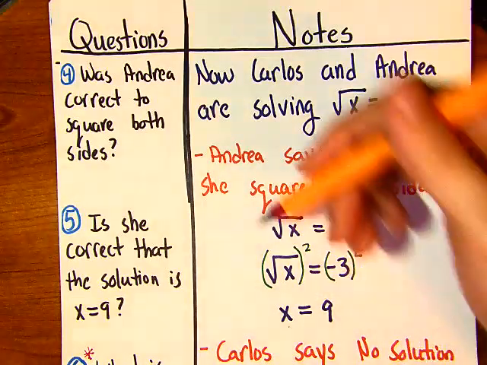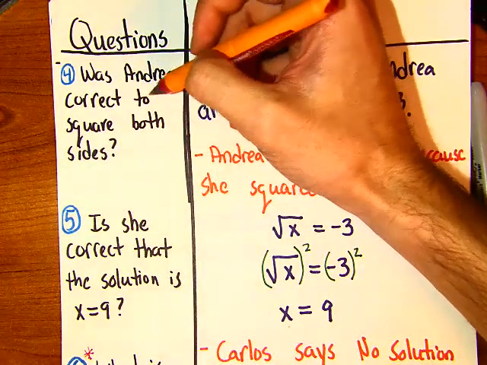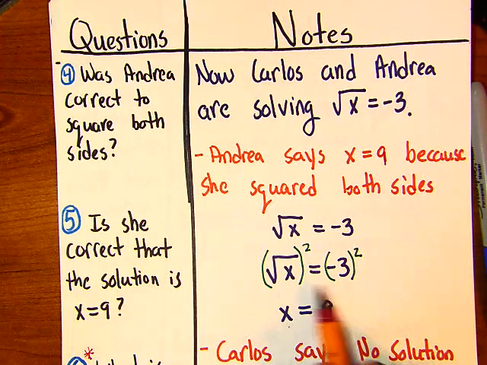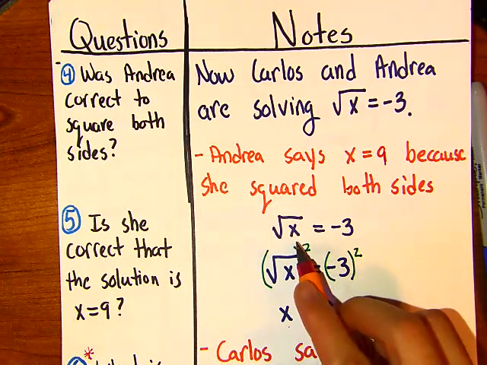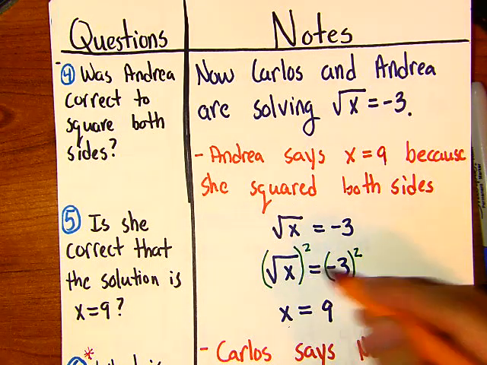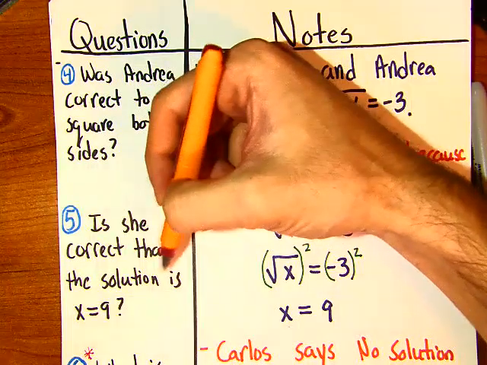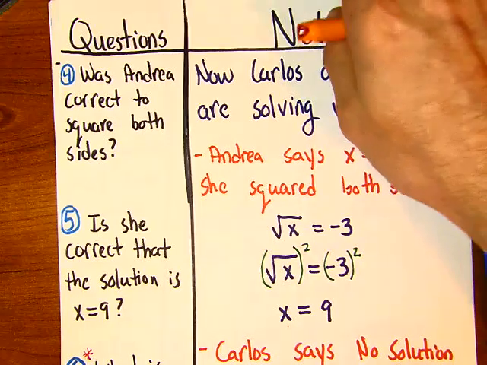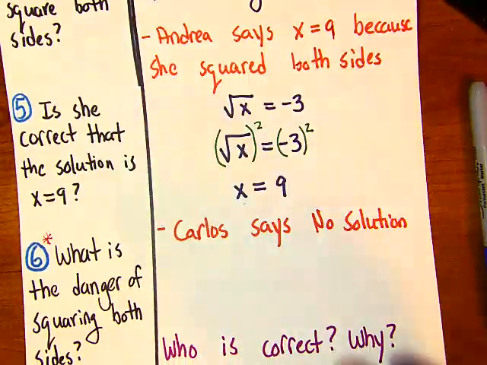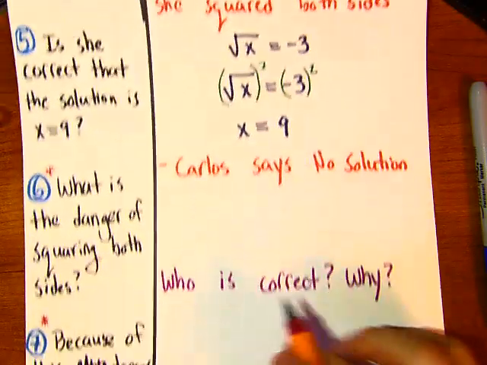Let's go through the questions here. It says, was Andrea correct to square both sides? Absolutely, right? If I say solve for x, get x by itself, square both sides, x is equal to 9. So is she correct that the solution is x equals 9? Well, the thing is, if you say x is equal to 9, we have to check it, right?